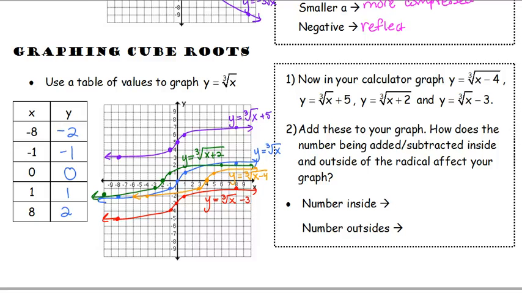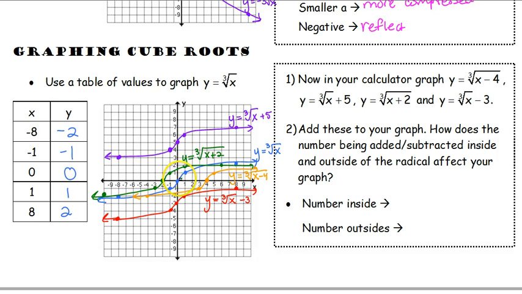Alright, this time we see our new graphs. We weren't changing that a value. We weren't changing the number that was being multiplied by the root. We were changing the number inside and the number outside of the root. So we start with the cube root of x minus 4. When we look at that graph, we see that our graph has shifted to the right 4. We haven't changed the shape at all, we've just changed where the starting location is.